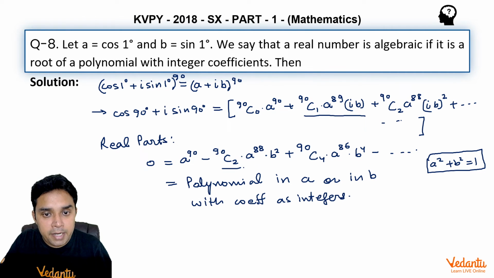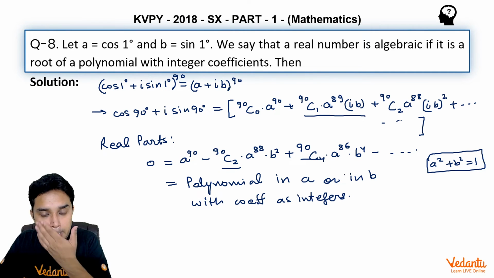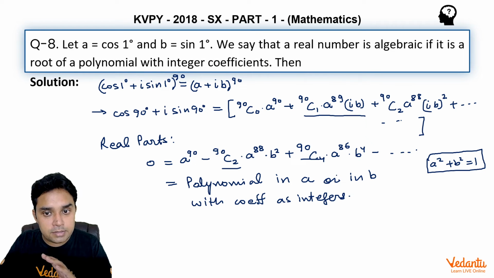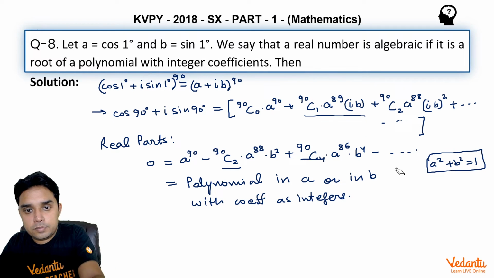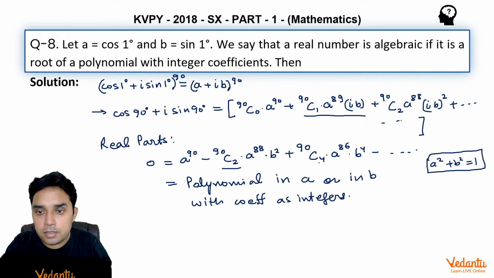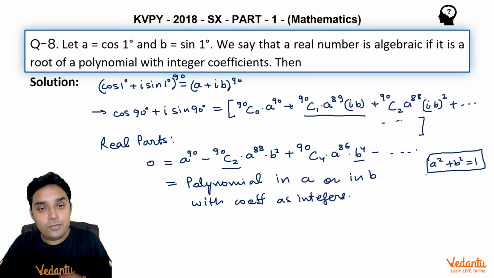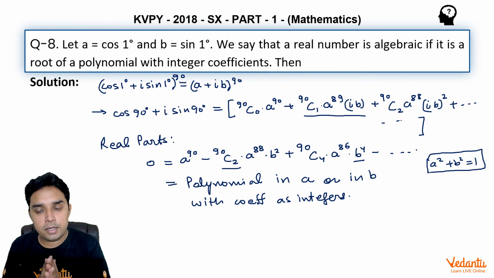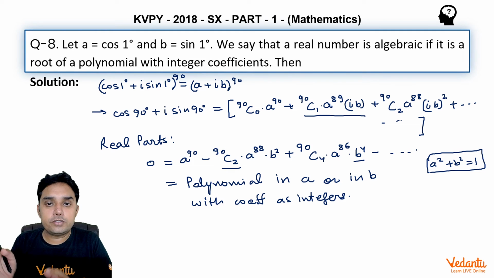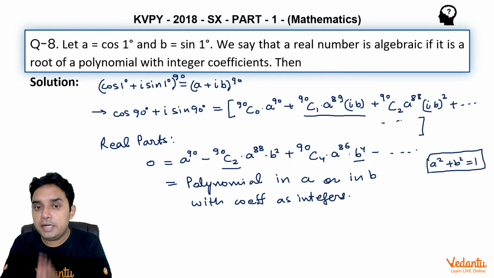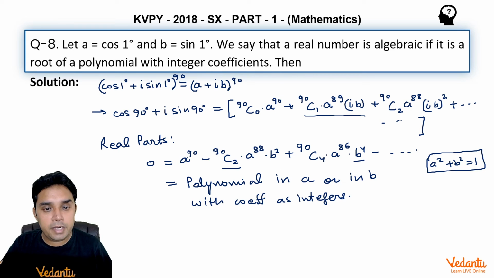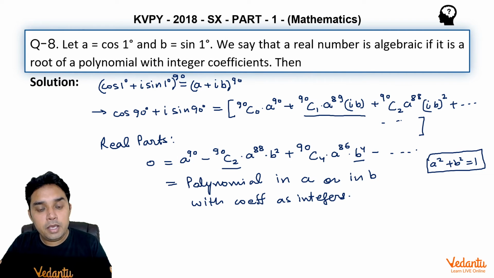These 90C2, 90C4 and so on all are integers. If I convert A square as 1 minus B square, and even if I write B power 4 as 1 minus A square whole square and so on, then also all coefficients will be integers. So we can write this same expression as a polynomial in A or in B. In both cases coefficients will remain integer.